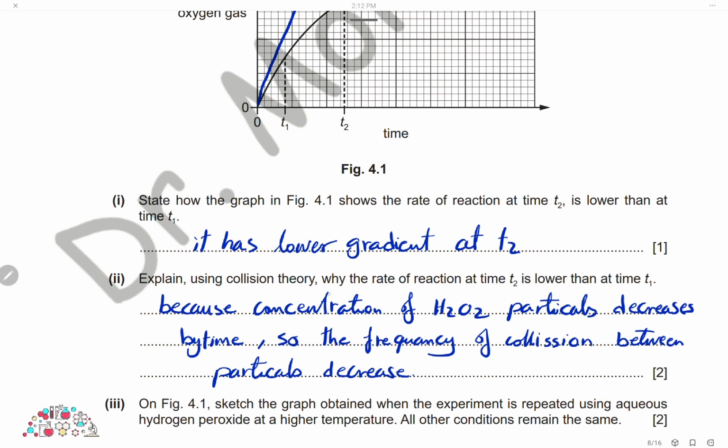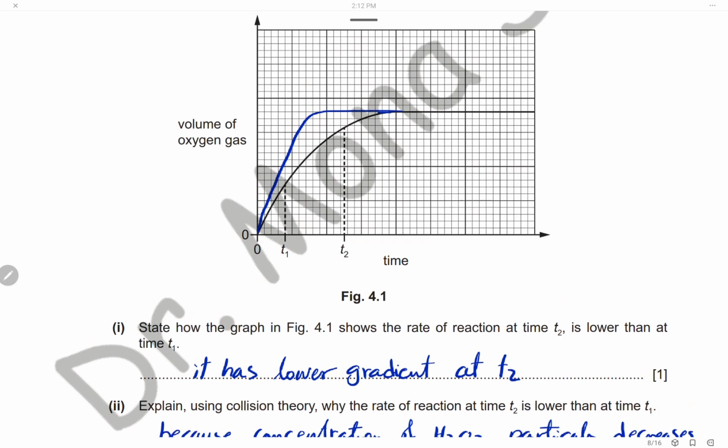Explain using the collision theory why the rate of reaction at T2 is lower than T1. T1 is at the beginning of the reaction, so at the beginning we have a higher number of particles of hydrogen peroxide, so of course a higher frequency of collision and a higher rate. By time, the number of reactant particles decreases, so less frequent collisions, and this will decrease the rate. So T2 has a lower rate than T1.